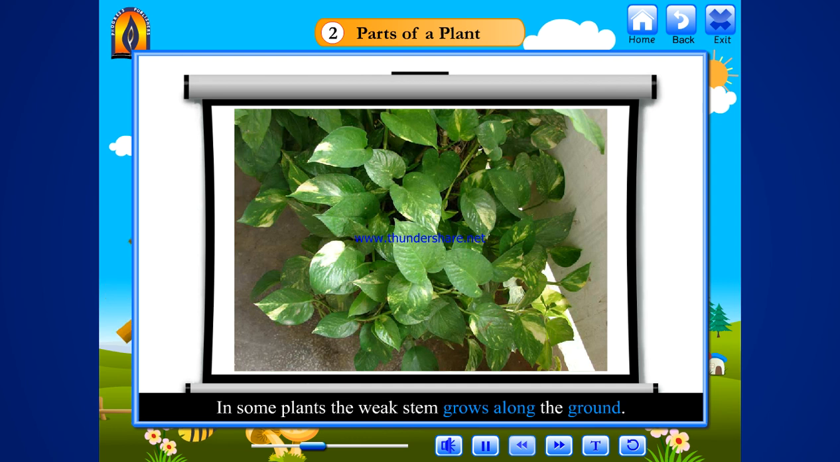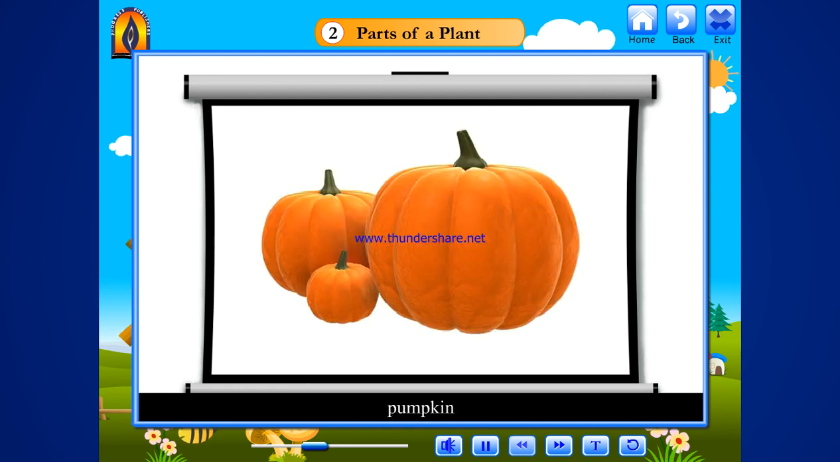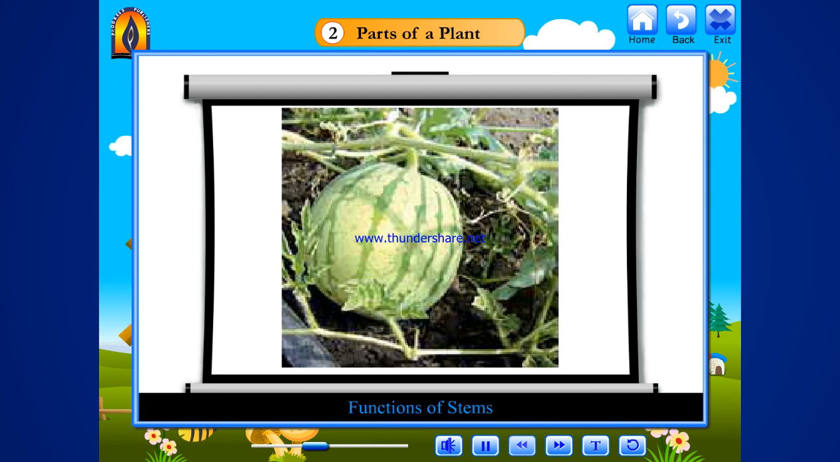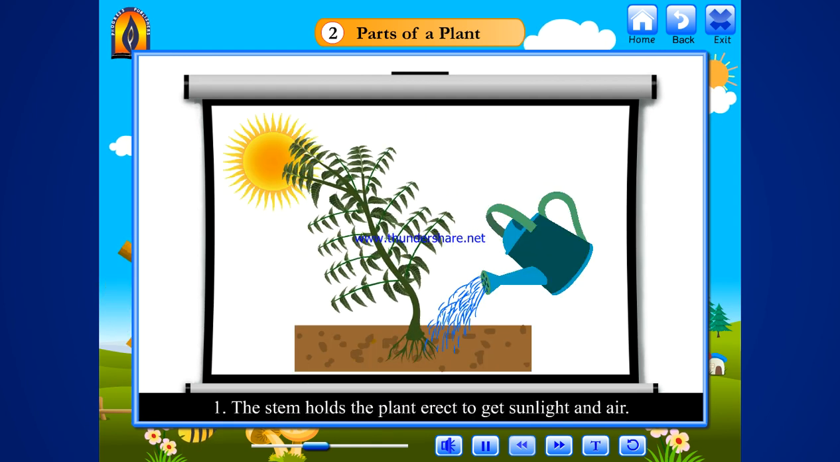In some plants, the weak stem grows along the ground. Such plants are called creepers. Watermelon, pumpkin are some among them. Climber, creeper. Functions of stems.